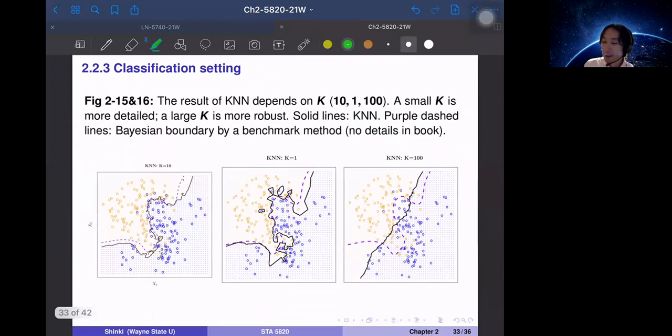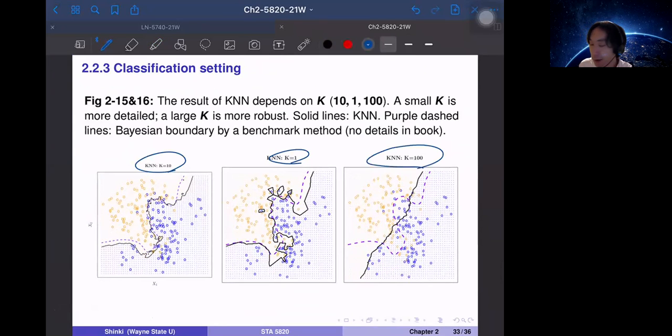And this is basically the same thing, but for different cases. You can see this is k equal to 1. This is k equal to 10. And this is k equal to 100. And the decision boundary is given by this black line. So the solid line is KNN, and the purple dashed line is, you can see here.